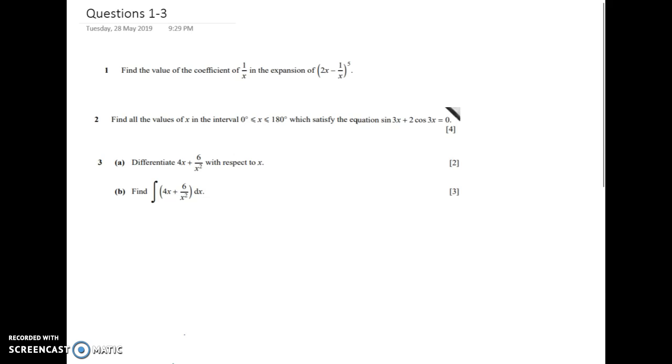In this case, I've got 3 questions, and the first one is a binomial expansion. The second one is a trig equation, and the third one's some differentiation and integration. So let's look at this first problem here.